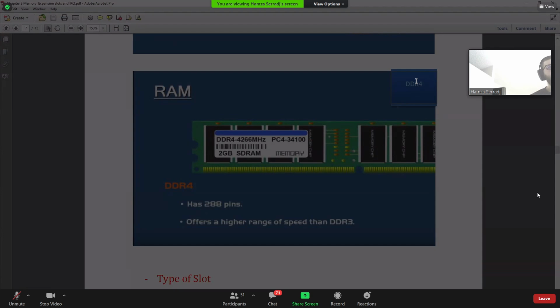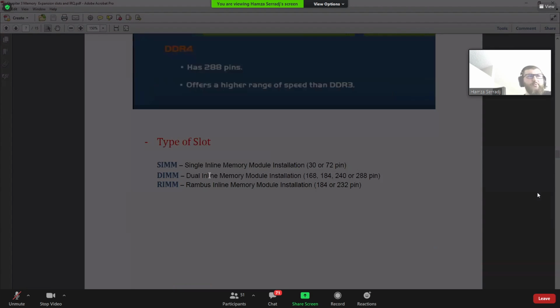Type of slots. We can have Rambus, we can have SIMM and DIMM. So single inline memory modules. See, the pins are totally different also. And dual inline memory modules here can go from 168, 184. This is DDR1. Here we have DDR2, DDR3, and here we have DDR4.